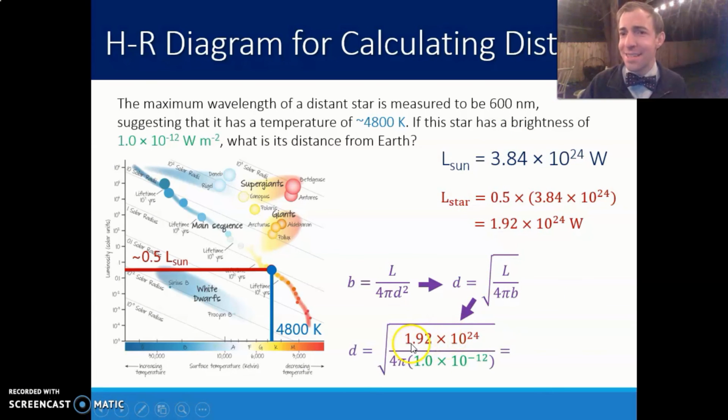I can plug the numbers that we have here into this equation. The luminosity is 1.92 times 10 to the 24th, and the brightness that was measured is 1 times 10 to the negative 12th. Plugging that in, taking the square root, I can find that the distance is roughly 3.9 times 10 to the 17th meters.